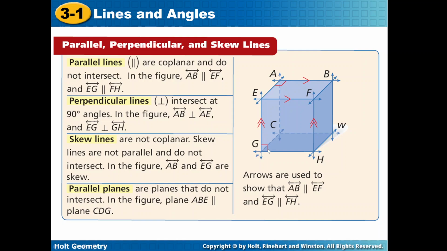Parallel planes are planes that do not intersect. In this figure, plane ABE is parallel to plane CDG. If that's a perfect cube, we do have three pairs of parallel planes: the upper and the bottom plane, the left and the right, and the front and the one on the back. Once again, the arrows are used to show that line AB is parallel to EF, and EG is parallel to FH. They're just indicators showing that lines or line segments are parallel.